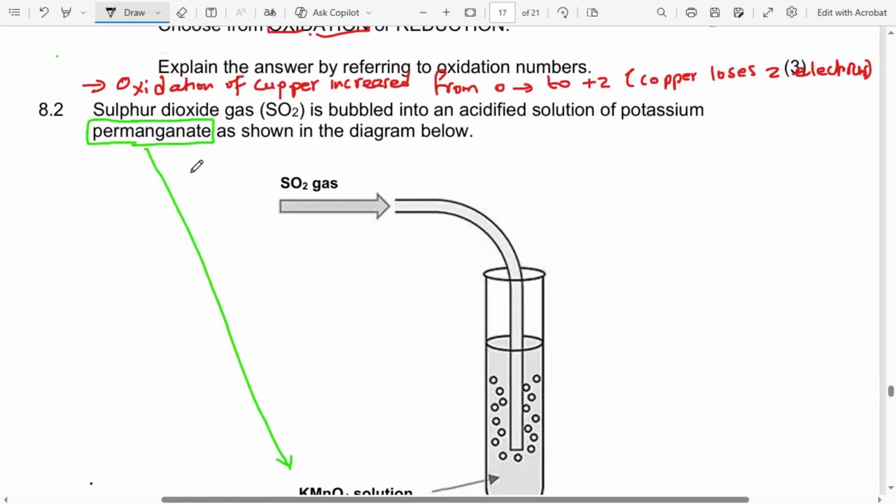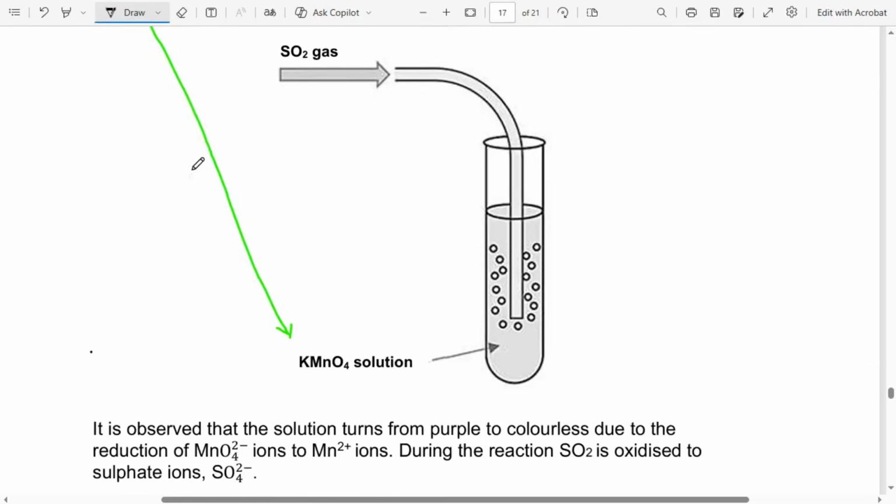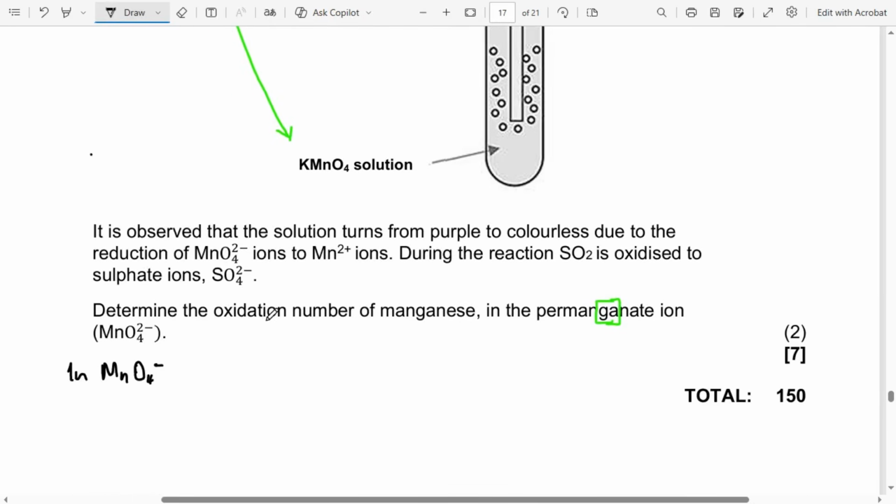So if I have this MnO4 minus, oxygen usually has an oxidation number of what? Oxygen will have an oxidation number of minus 2. And there are 4 of them. Therefore, the total contribution from oxygen will be 4 times minus 2, which is equal to minus 8.